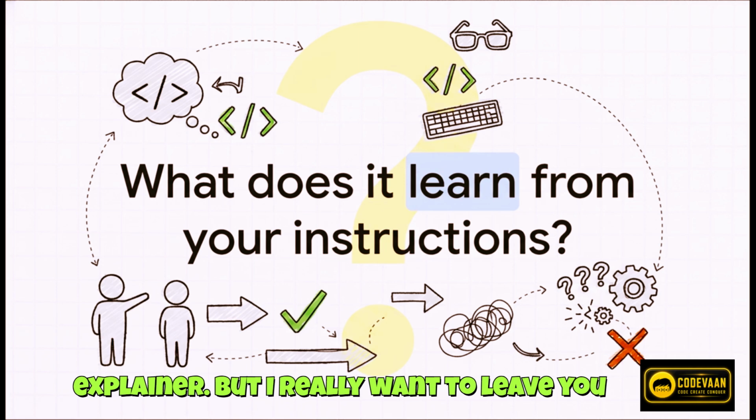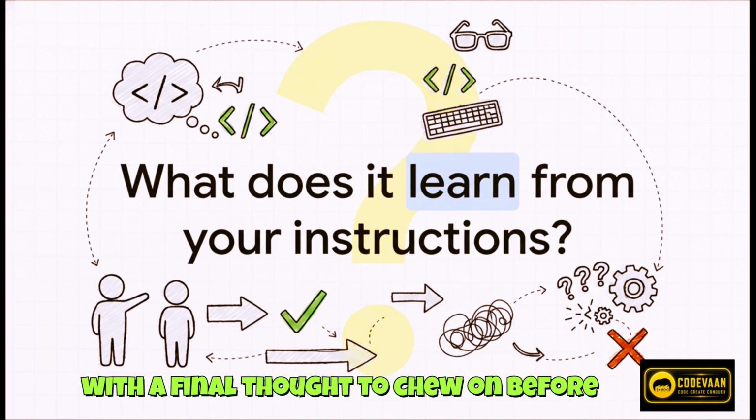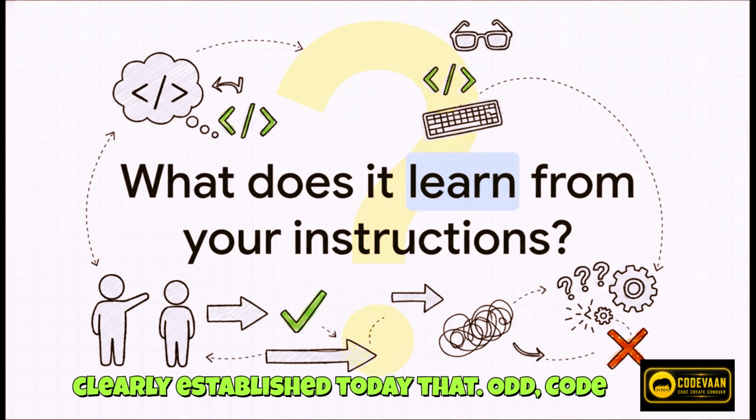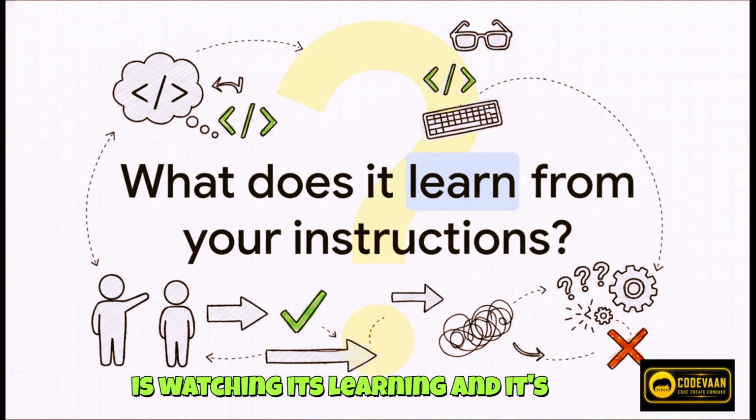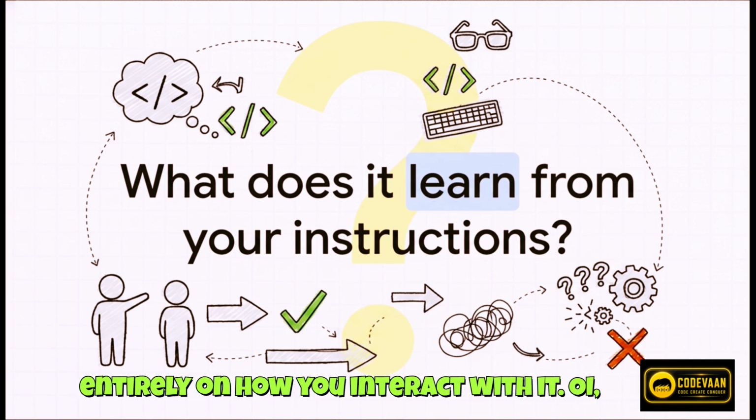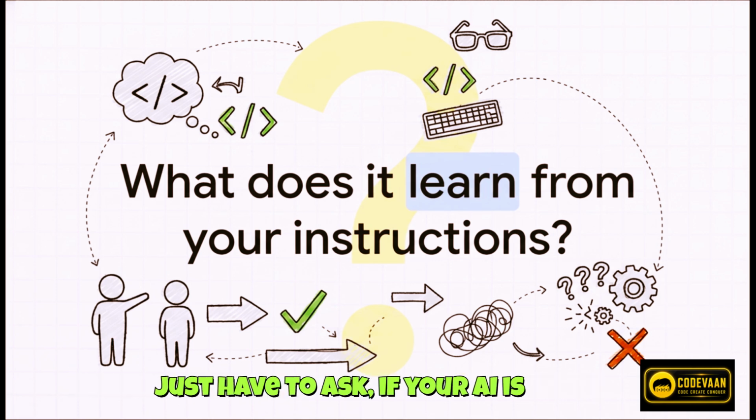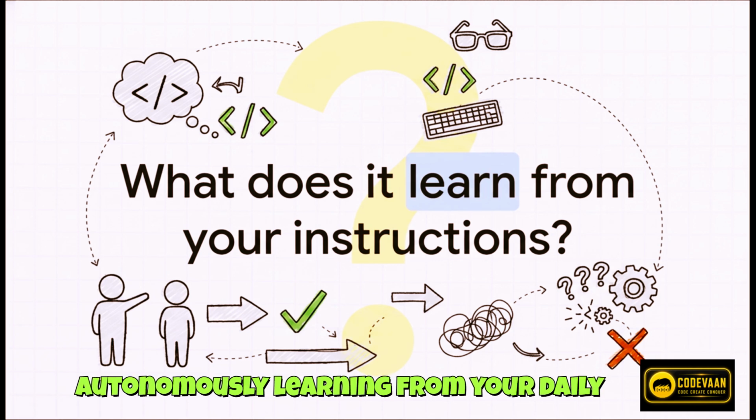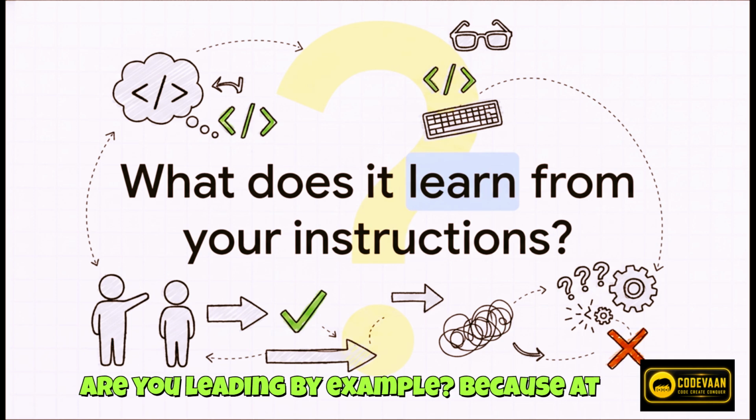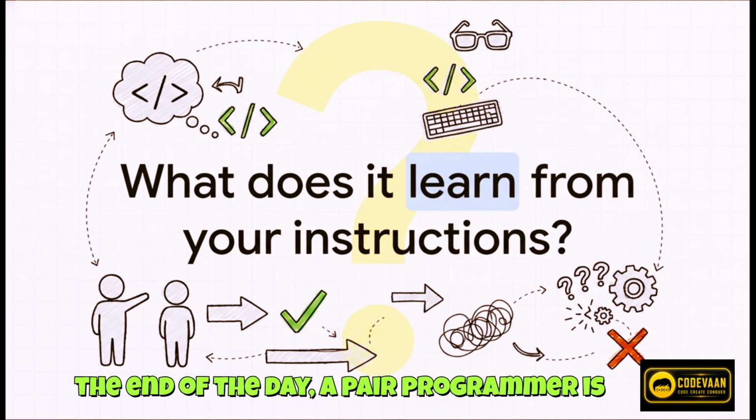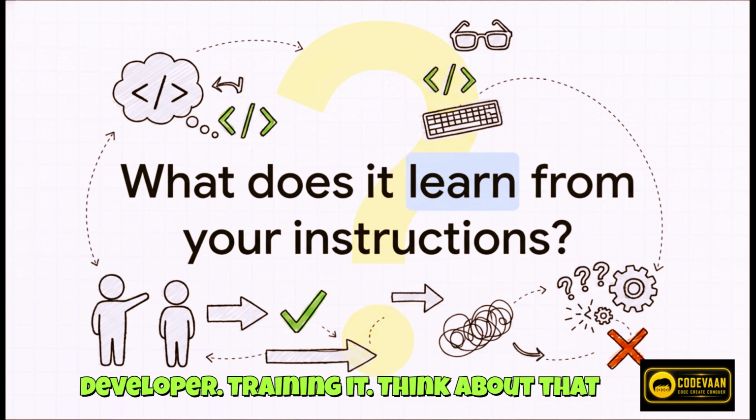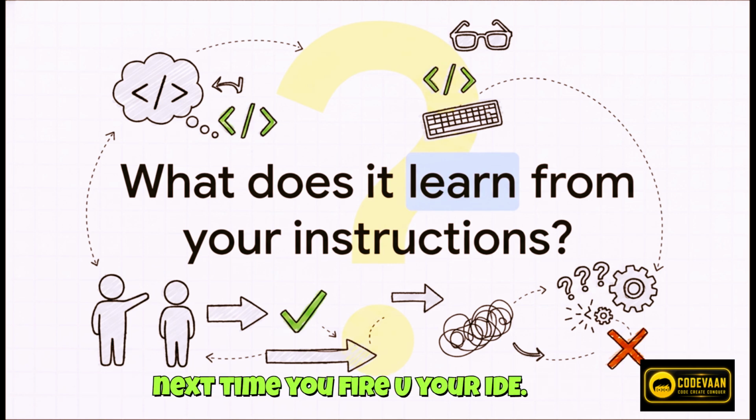And, well, that brings us to the end of our explainer, but I really want to leave you with a final thought to chew on before you get back to your terminal. We've clearly established today that Claude Code is watching, it's learning, and it's autonomously writing down rules based entirely on how you interact with it. So I just have to ask, if your AI is autonomously learning from your daily coding habits, what exactly are you teaching it? Are your corrections clear? Are you leading by example? Because at the end of the day, a pair programmer is really only as good as the senior developer training it. Think about that next time you fire up your IDE.